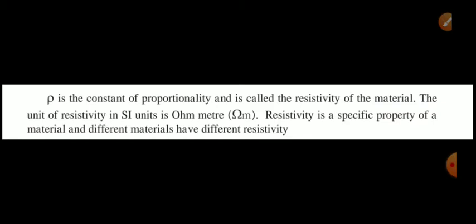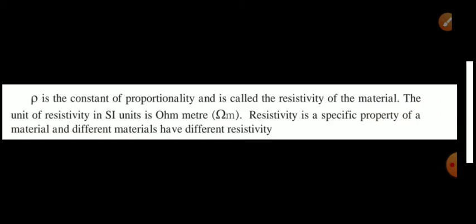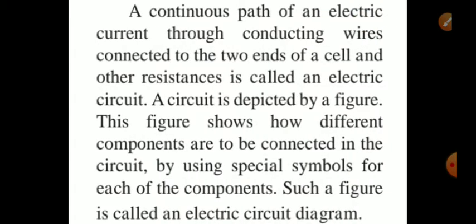Resistivity is a specific property of the material, and different materials have different resistivity. Now we'll see the electric circuit. You might have seen the concept of an electric circuit. Now we'll see what it is. A continuous path of an electric current through conducting wires connected to the two ends of a cell and other resistance is called an electric circuit.